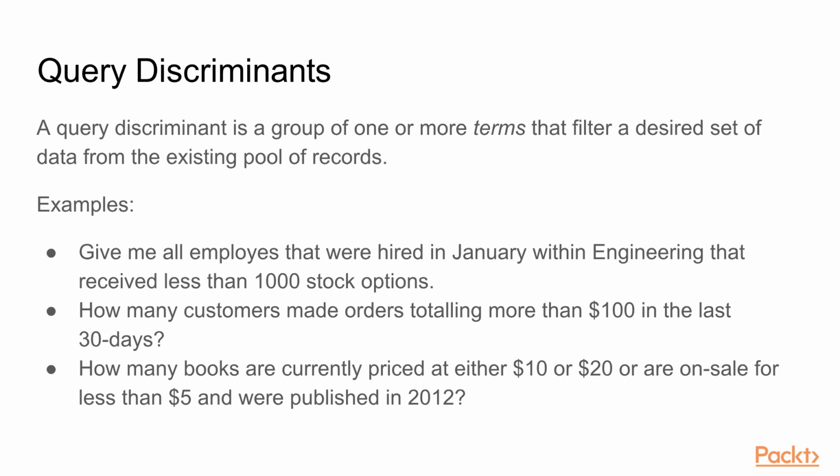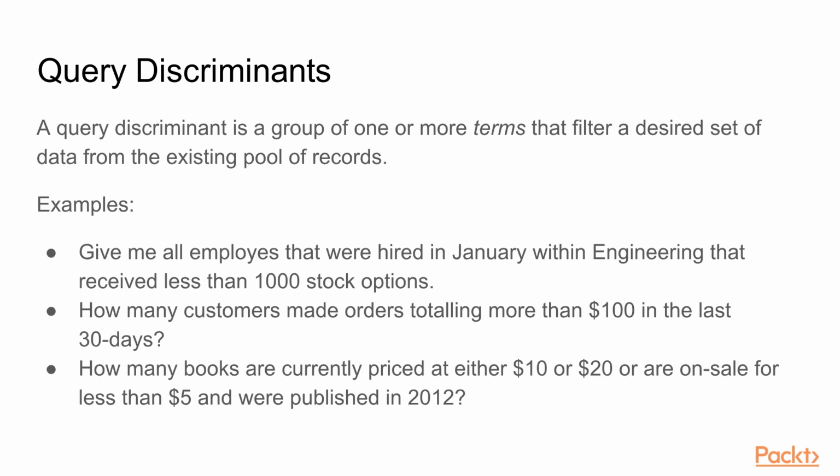And these queries are: give me a list of all the employees that were hired in January by engineering that received less than 1,000 stock options. So obviously, this is an AND query. We're looking for employees from engineering, hired within January, with fewer than 1,000 stock options granted to them on their hire date. That implies that we're going to be searching at least 3 fields in our collection. Those fields, of course, being the hire date, the department, and their stock option grant.